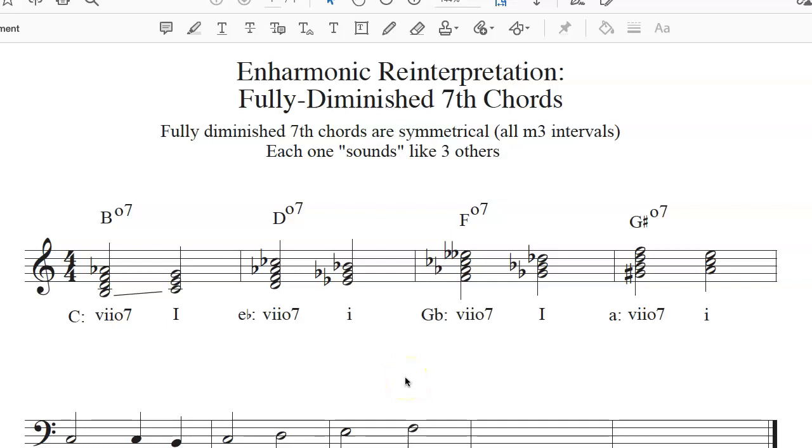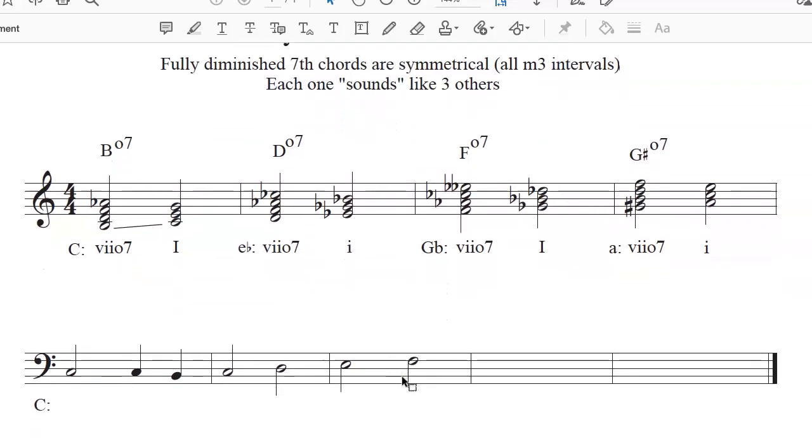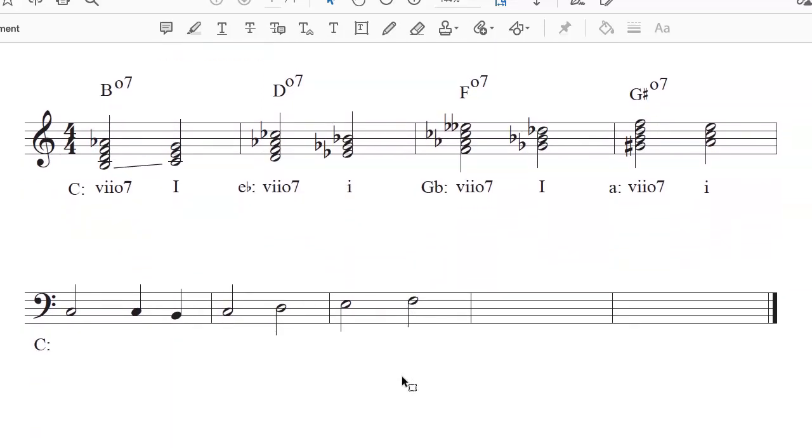Hi everybody, welcome back. In this video, we are going to talk about the fully diminished 7th chord and dig deeper into how this chord can be enharmonically reinterpreted to modulate into distantly related keys. Today, we are going to write our own progression that modulates using this process, so you will know how to create your own modulating progression using the enharmonic reinterpretation of a fully diminished 7th chord.